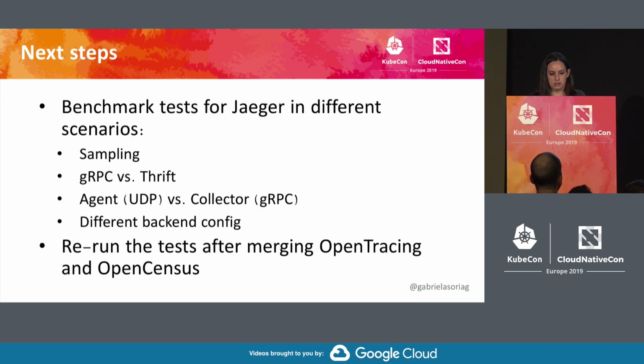So, the next steps, in my opinion, are to test with specific concrete tracers, such as Jaeger or others, to understand how much the overhead can be controlled by modifying the configuration, as for example, sampling or different protocols or different backend configs. And these tests can be used with the merging of OpenTracing and OpenCensus, to understand if the changes introduced in the process affect the performance.